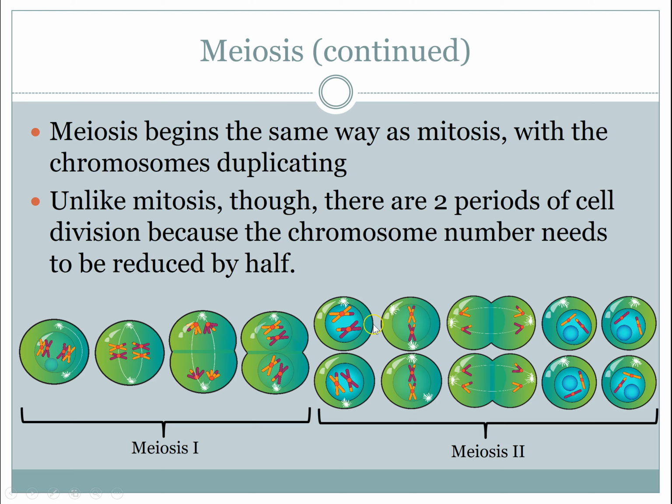So there are two periods of cell division here. We have Meiosis I and then Meiosis II. And then by the end of Meiosis II, you have 4 cells, and each of those 4 cells has half the original number of chromosomes.